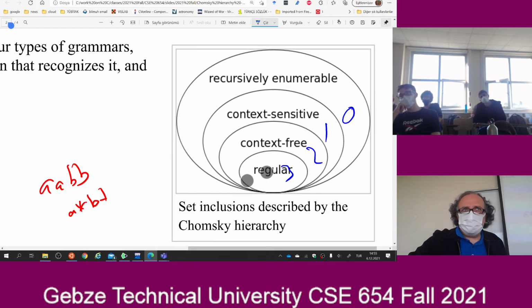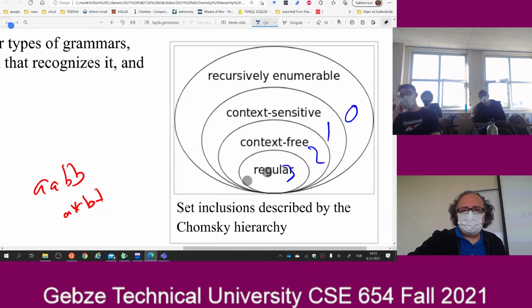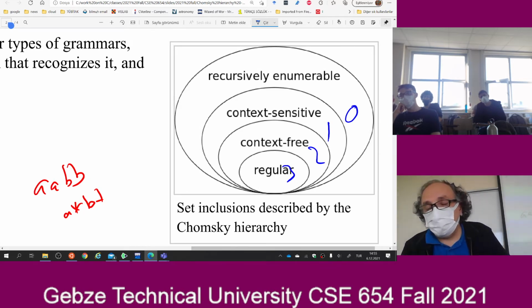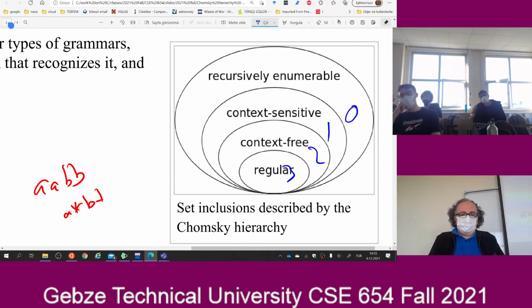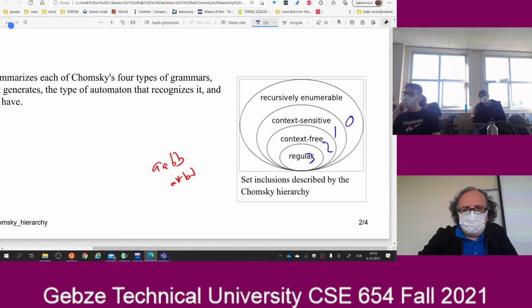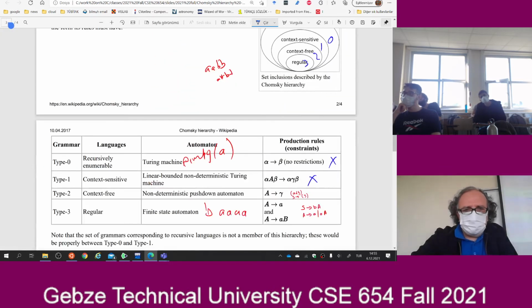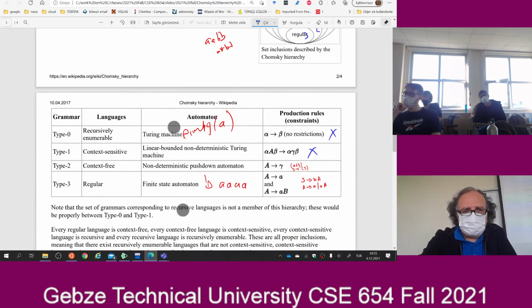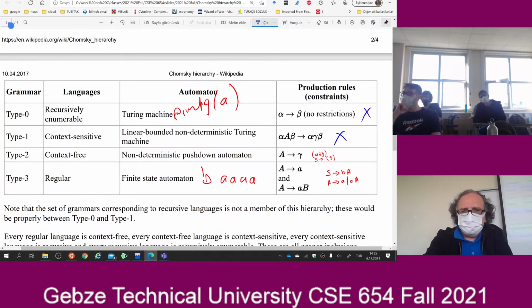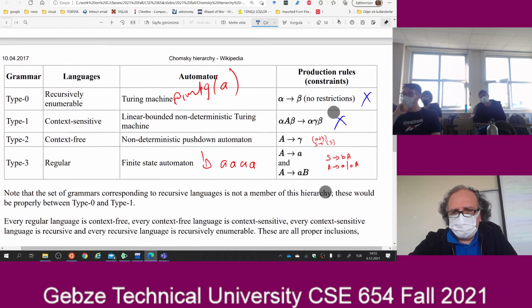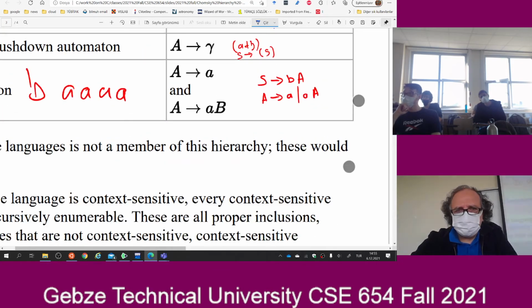Regular grammars, we looked at it. These are the grammars that can be parsed using the finite state automata. Okay, finite state automata. Then we have the context free, then context sensitive. Let's look at this regular stuff. Regular expressions, regular grammars, type 3. Finite state automata can parse them, and this is the set of rules.